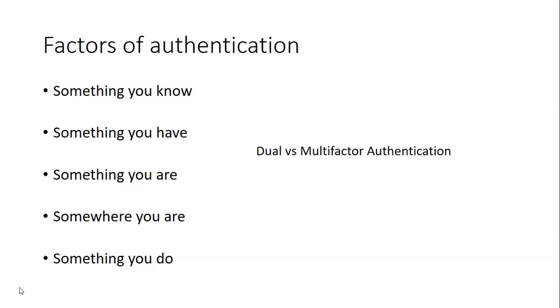And something you are has to do with your biometrics. You are scanning your fingerprint after you supply your password. So something you know is the basic authentication factor, and the other ones are secondary. So you can have something you know and something you have.